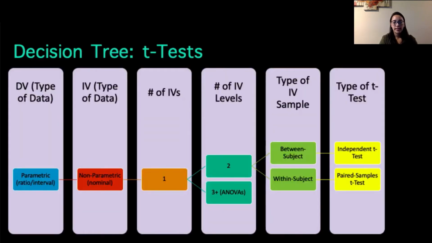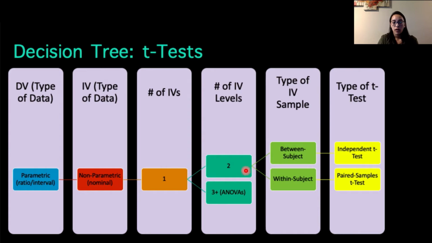So just to look at this in a different light without all of the other stuff in our decision tree, we're looking at a parametric, ratio or interval, dependent variable, only one. We're going to have a non-parametric independent variable, again, just one, and it's going to be split into 2 levels. When we have 3 or more levels, that's when we go into ANOVAs, and those will be what we focus on for the last section of our class. So we're not worrying about those just yet.